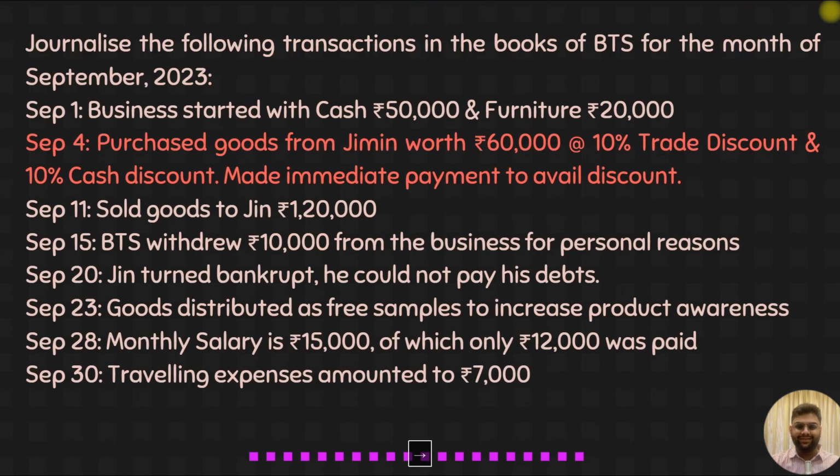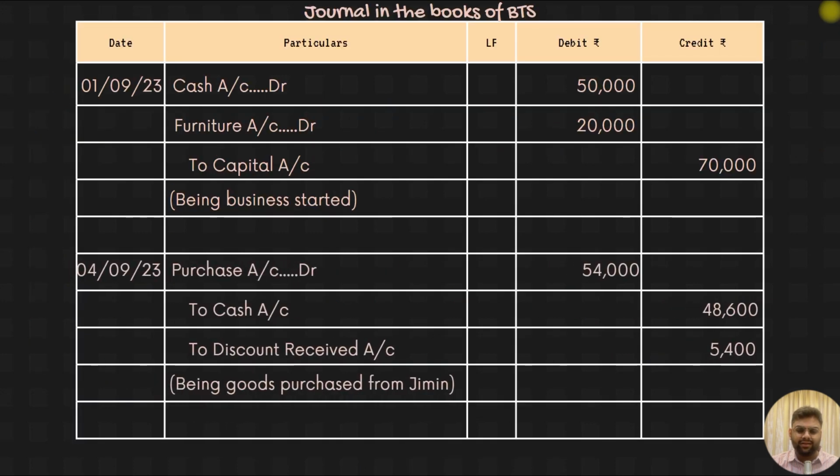Next transaction. September 4. Purchase goods from Jimin worth rupees 60,000 at 10% trade discount and 10% cash discount. Made immediate payment to avail discount. For this transaction, we will create 3 accounts. The accounts are purchase account, discount received account and cash account. The journal entry will look like this. But ये तो थोड़ा confusing है. Don't worry, we'll clarify everything.